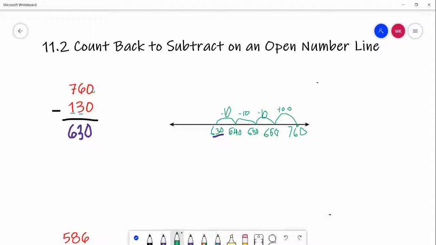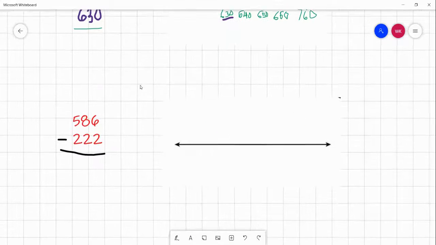0 minus 0 equals 0. Perfect. Now we're going to go to our tens place. 6 minus 3 equals 3. Okay, that's what we got. Now we're going to go to our hundreds place. 7 minus 1 equals 6. And so that answer is correct by checking my work. My answer is 630.